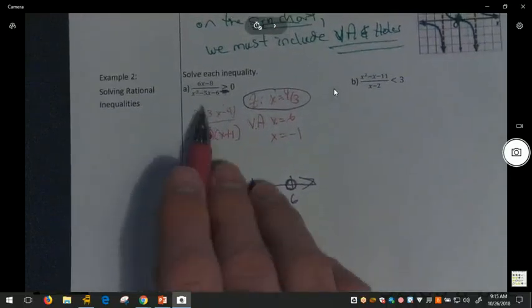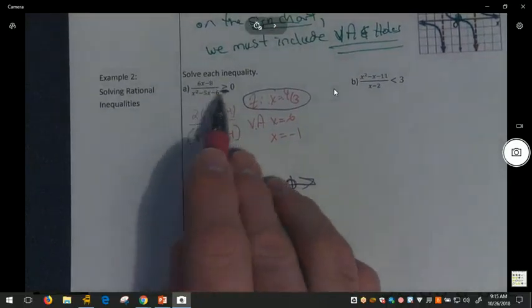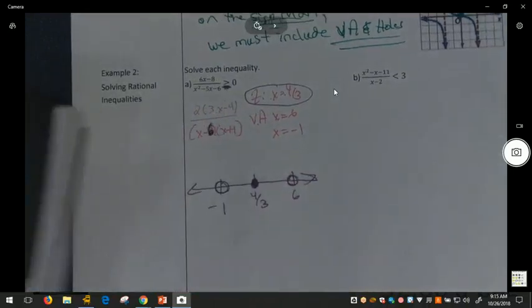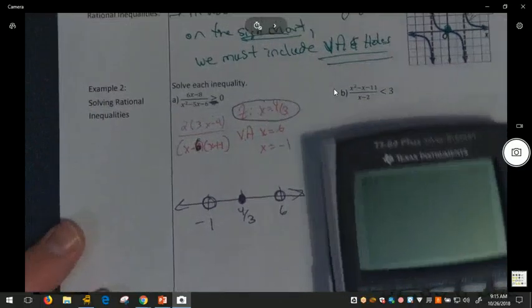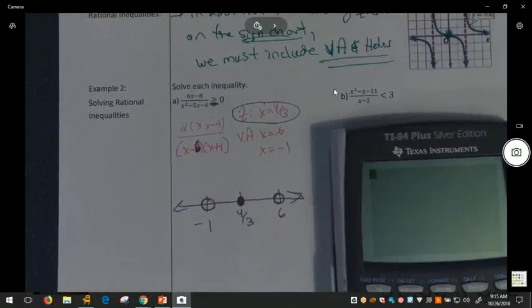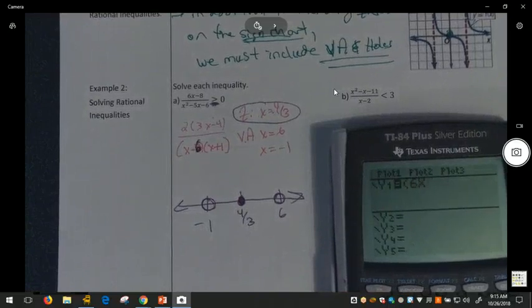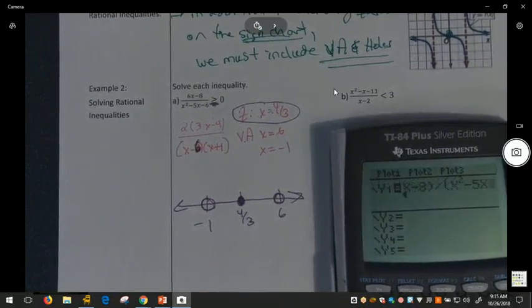Now, we're asked, where is this rational function greater than or equal to 0? So we're going to put the function into our calculator for y equals. We have 6x minus 8 divided by, in parentheses, x squared minus 5x minus 6.